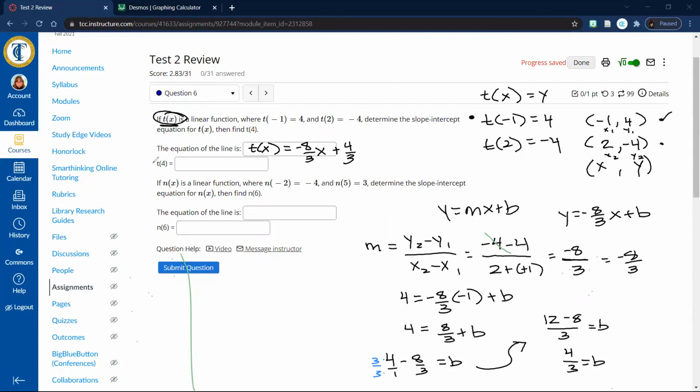And then the second part wants you to find t of 4, meaning it wants you to plug in a number for x and solve. So if we were solving t of 4, let's see if I can get a straighter line here, guys. There we go. So t of 4 equals -8/3. And since we're plugging in 4 for x, that's where that goes, plus 4/3.